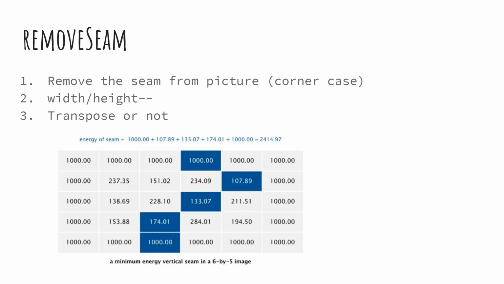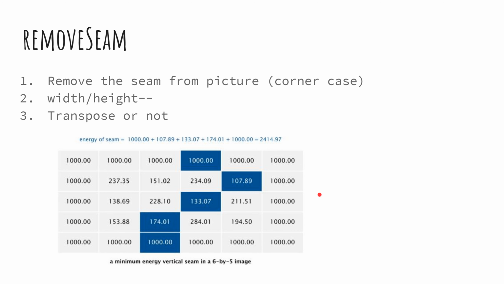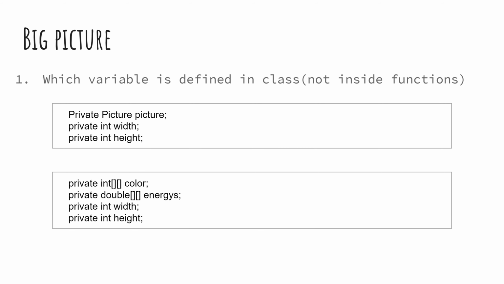And one really useful tip for this assignment or homework: I always put this image in my head when implementing remove seam or find seam. It's really helpful. Just a big picture. The first one over here is the variables held in the seam carver class, and it holds the picture object, the width, and the height.